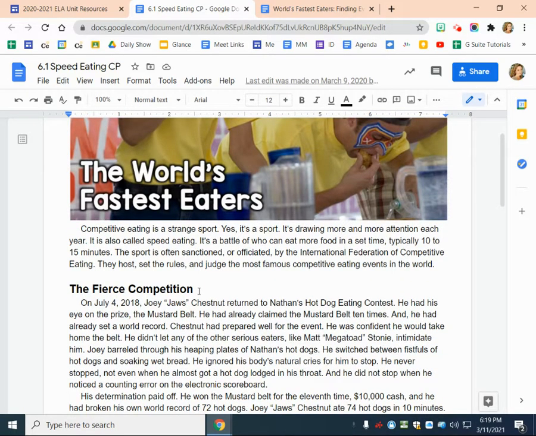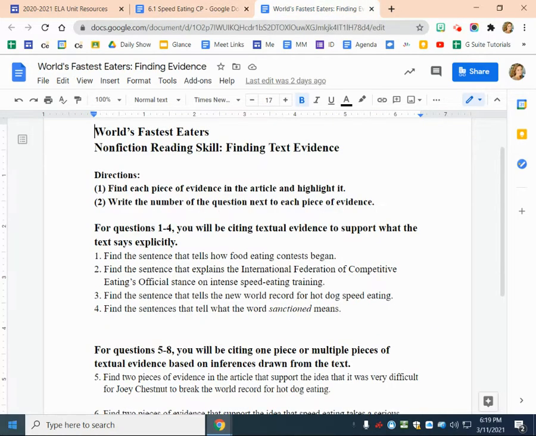Remember, you're going to highlight the evidence with your highlighter, and you're going to write the number of the question next to it, so we know we have a clear match as to which question goes with which piece of evidence. Okay, go ahead and get that set at your desk, and then come back and we'll get started.